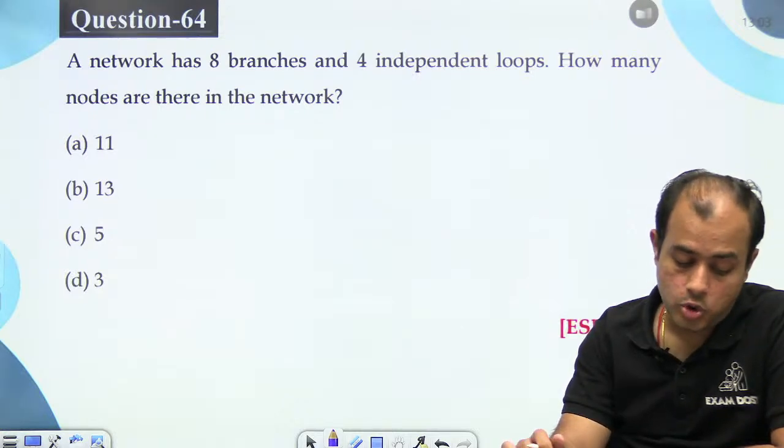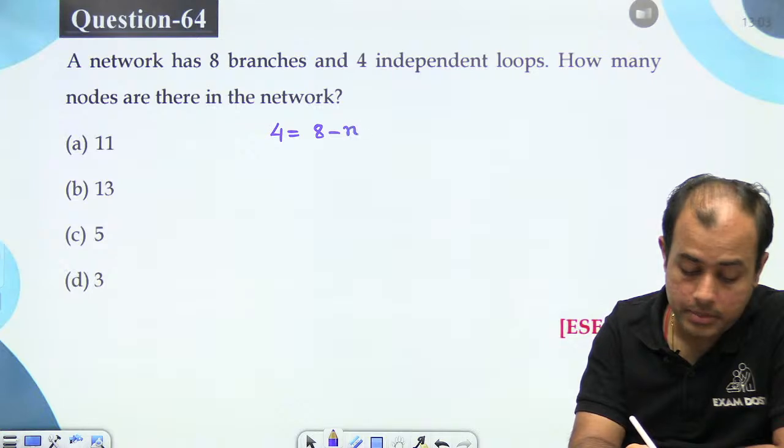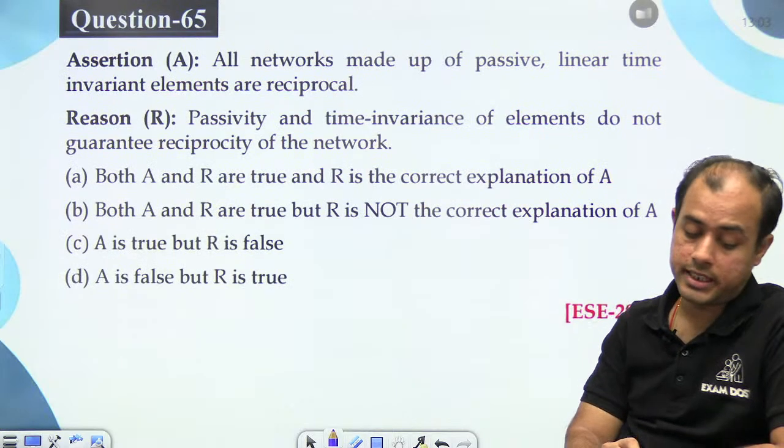8 branches, 4 loops, how many nodes are there? So 4 equals 8 minus n plus 1, so n is 5. Nodes are 5. Last question beta.